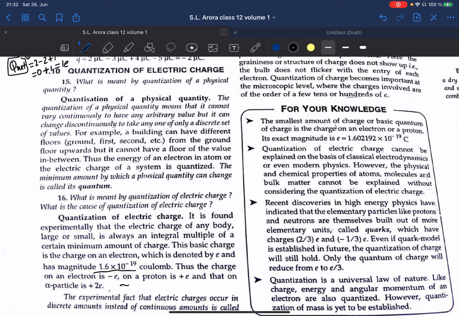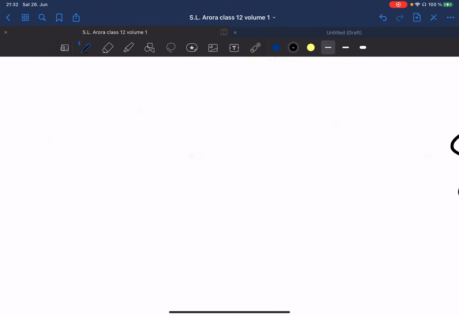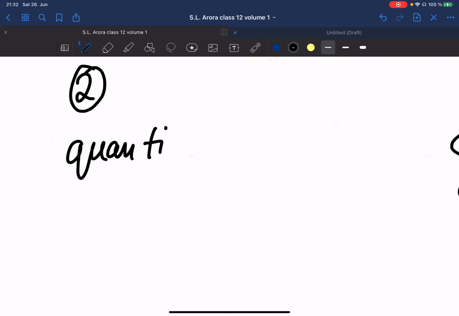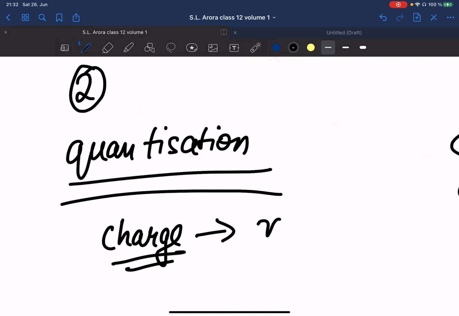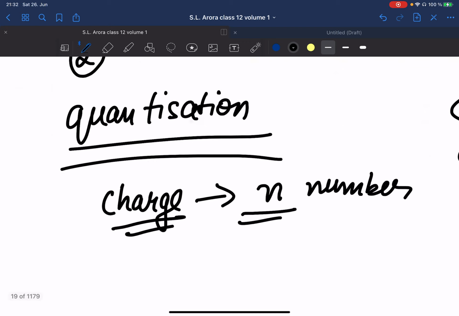And what is quantization of charge? This is the second property. Quantization of charge means that charge exists in integer numbers. That means it can't be rational.